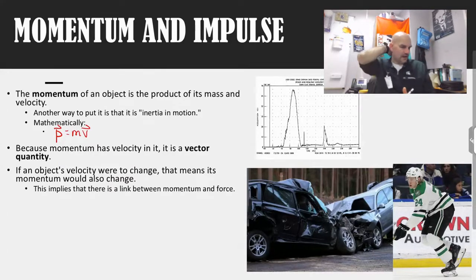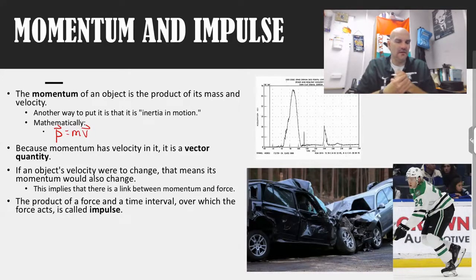Now, when we talk about an object's velocity changing, that means its momentum is going to change, which means if we change the velocity, we accelerate the object, which means there's a force that's involved. So this statement implies that there is going to be a link between momentum and force. That link starts with this idea of impulse. The product of a force and a time interval over which that force acts is what we call impulse.